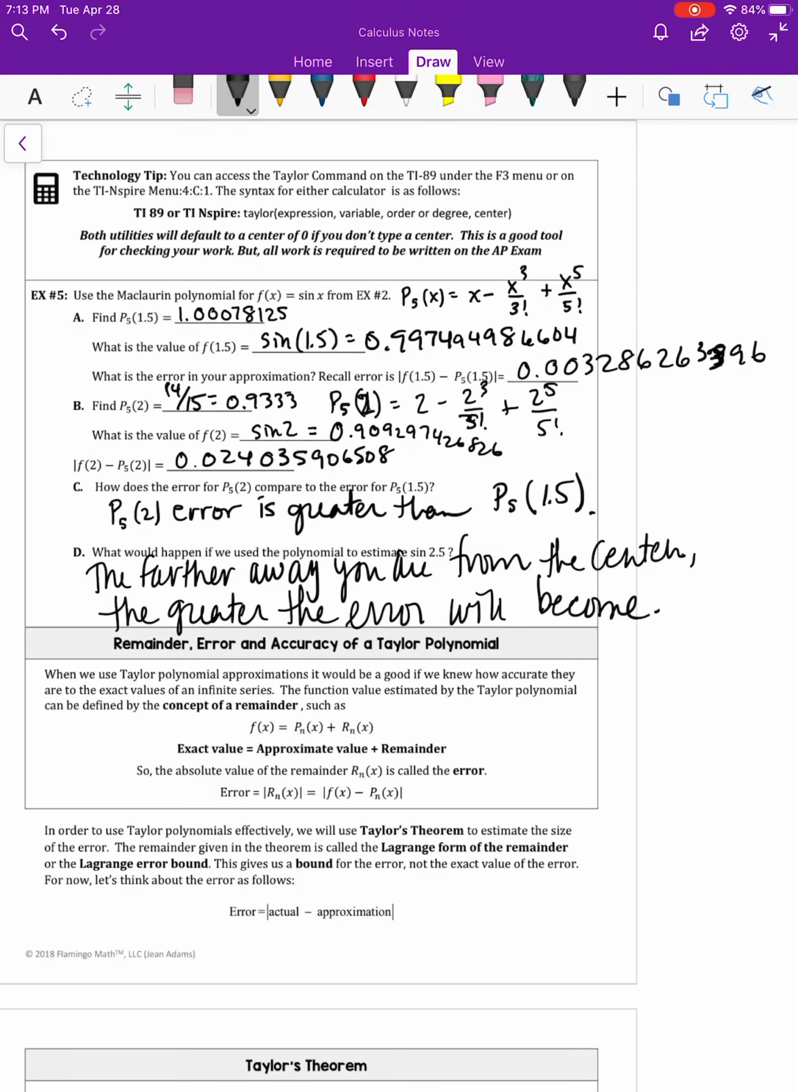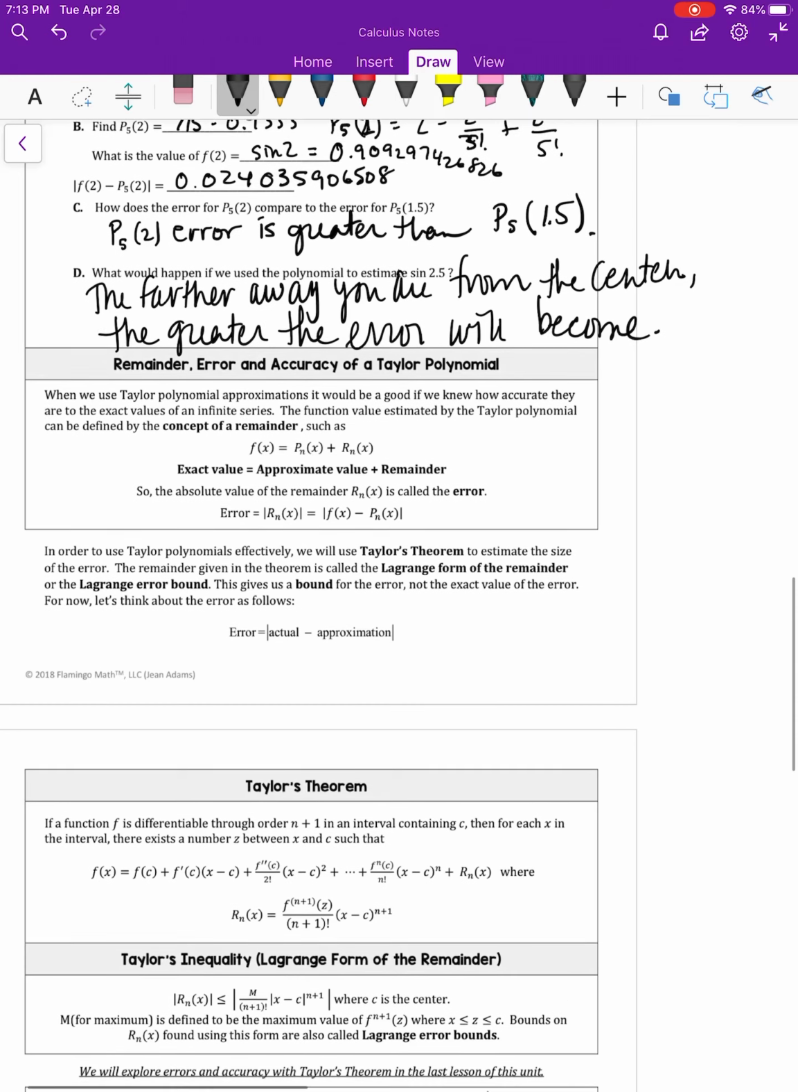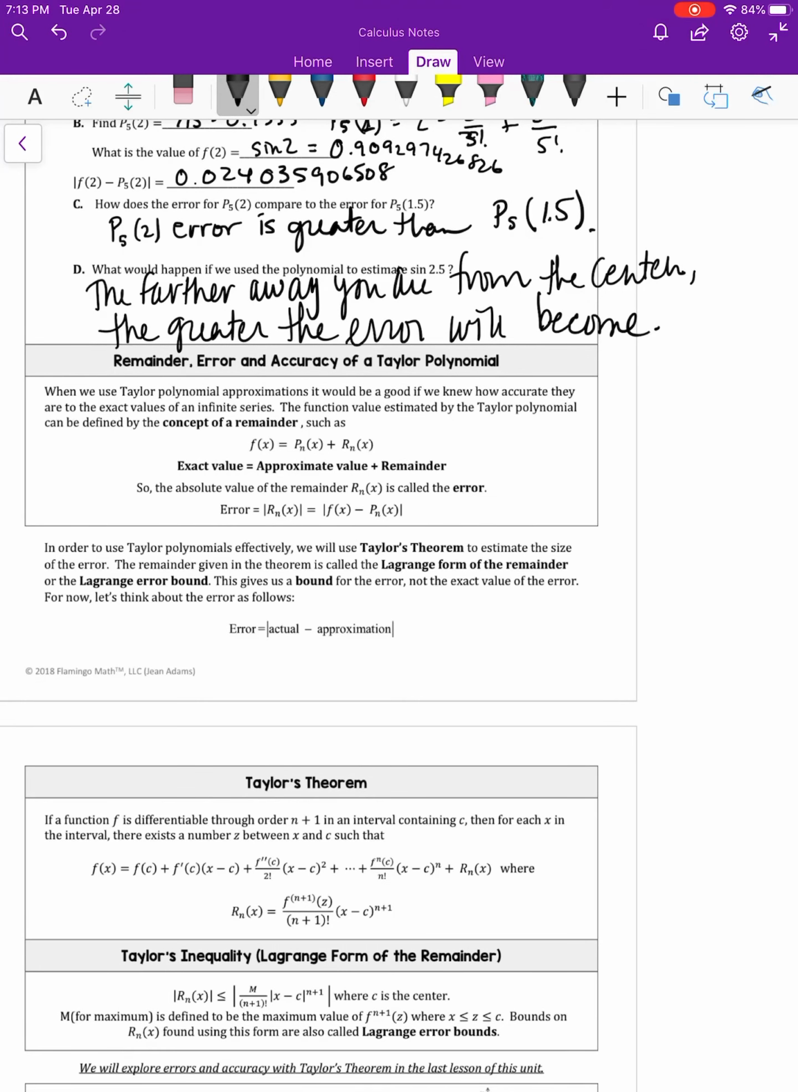Okay, so remainder, error, and accuracy of a Taylor polynomial. When we use Taylor polynomial approximations, it would be good if we knew how accurate they are to the exact values of the infinite series. The function value estimated by the Taylor polynomial can be defined by the concept of a remainder, such as f of x equals the nth Taylor polynomial at x plus R sub n of x. So exact value equals the approximate value plus the remainder.